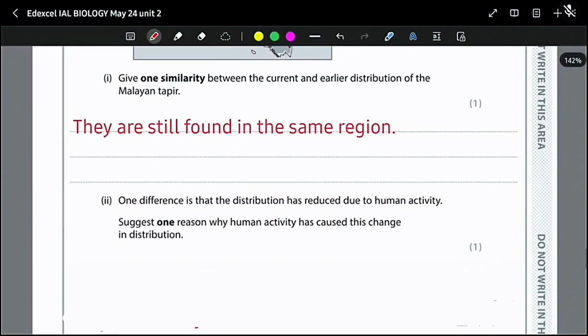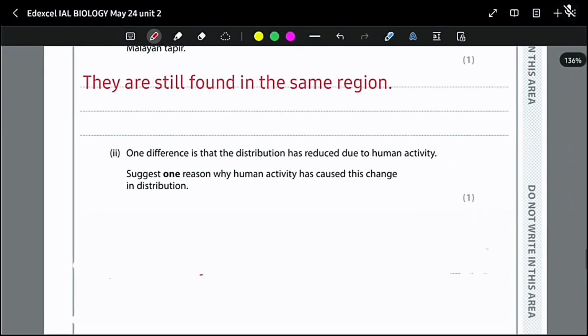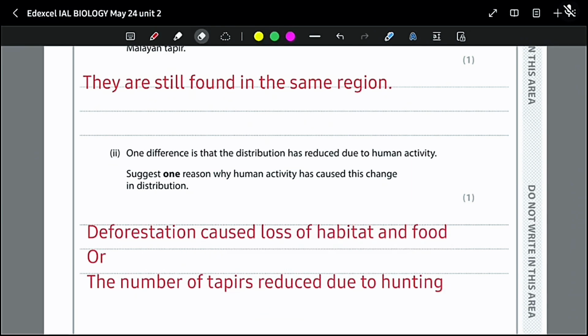One difference is that the distribution has reduced due to human activity. Give one reason why human activity has caused this change. We humans are cutting down the trees, which is deforestation, causing loss of habitat and food. Or the number of tapirs is reducing due to hunting. Any human activity that reduces their number will be the answer. The two most common ones are deforestation and hunting.